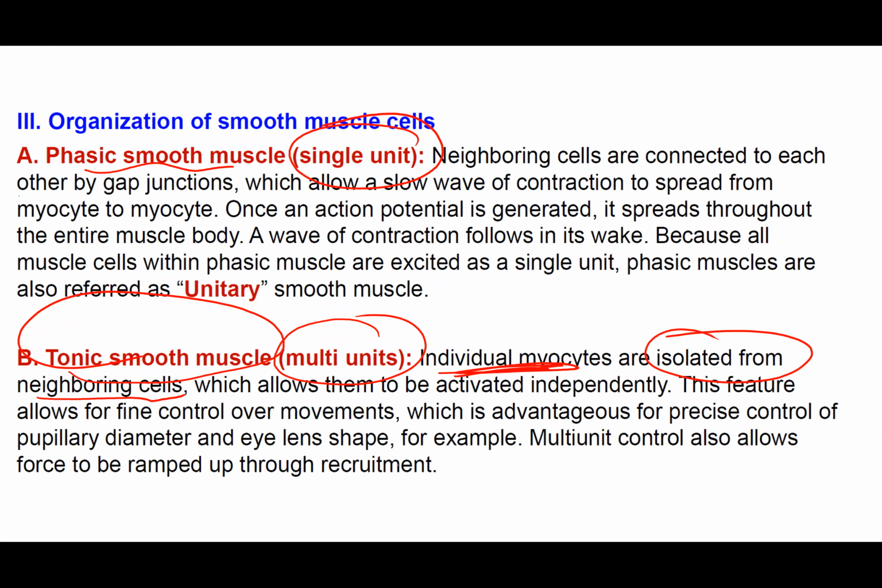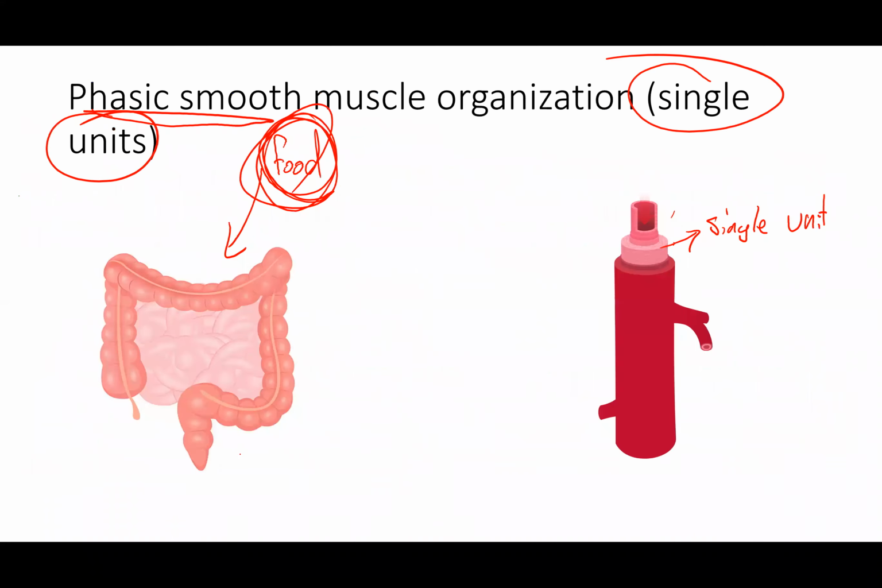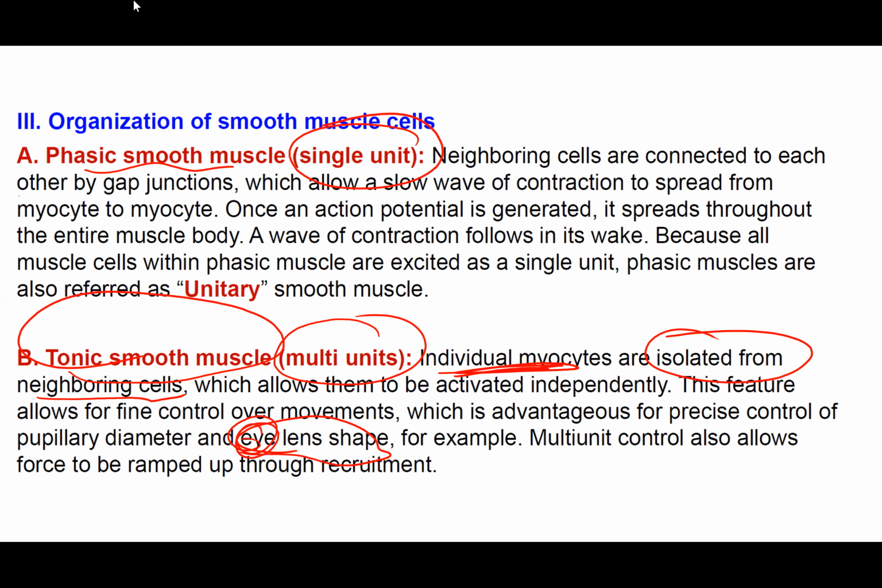So what do we call it? In the eye lens, it's present in the eye to help control the shape of the eye and the way the actual light comes in. That's the only difference between these two types of smooth muscle. Is that clear?